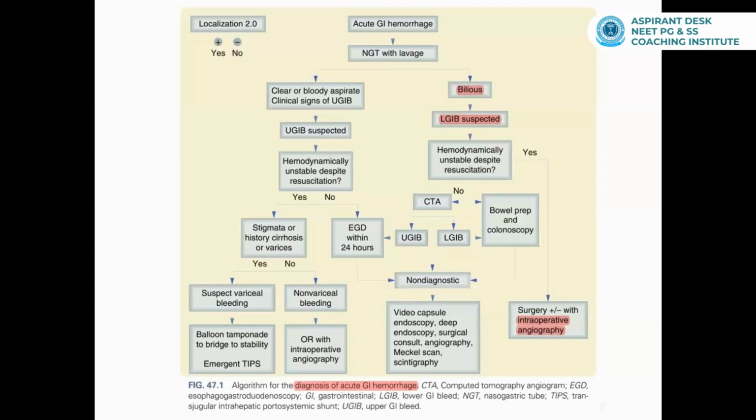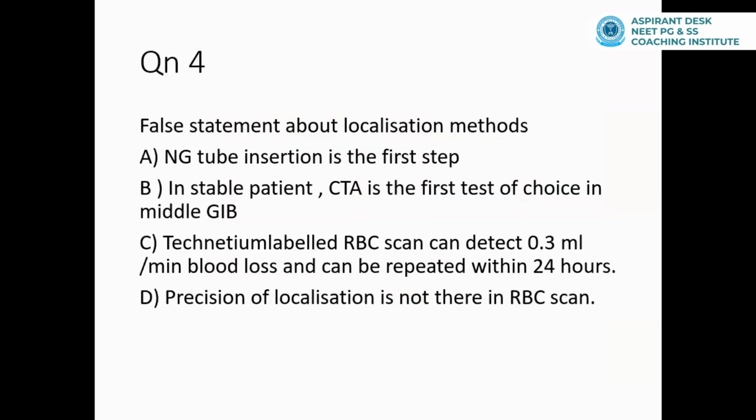The patient is stable after resuscitation. So in lower GI bleed, there are two things. One is CT angiogram, the other one is rapid bowel preparation and colonoscopy. CT angiography is another method where we could differentiate upper GI bleed and lower GI bleed, where the bleed is actually from.